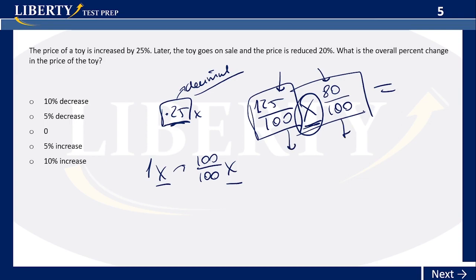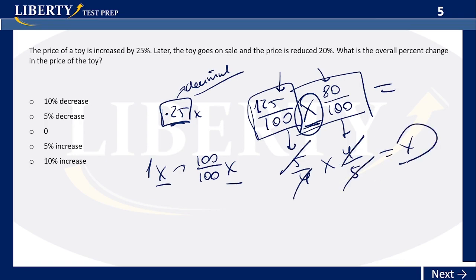You have to try to simplify your fractions. Here you have 5/4, right? And here you have 4/5. Next. Now, if you notice, that's why we love fractions and not so much decimals, right? Because you can easily cancel them out and you're left with X. So, which basically means it hasn't changed, right? The change has been 0. No change. So after increasing 25 and decreasing 20, you are left with the initial price. Pretty simple, right? Pretty simple if you know what to do.